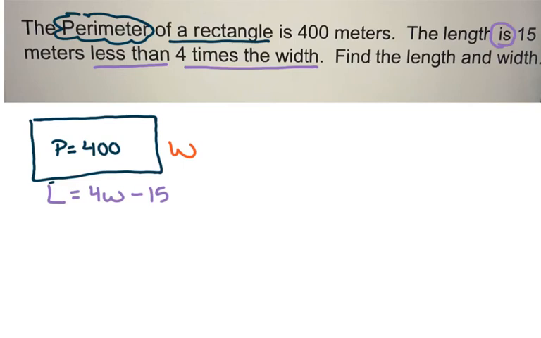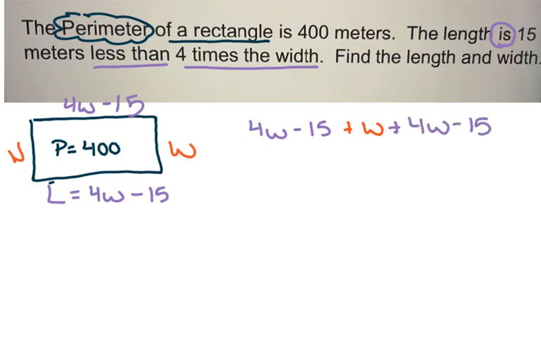Okay, so now all this means is that I have to add up the sides. So you'll see I wrote all those sides in, so that way we can add them up. So that means I'm going to have 4W minus 15 plus W plus 4W minus 15 plus W. And all of that equals 400.